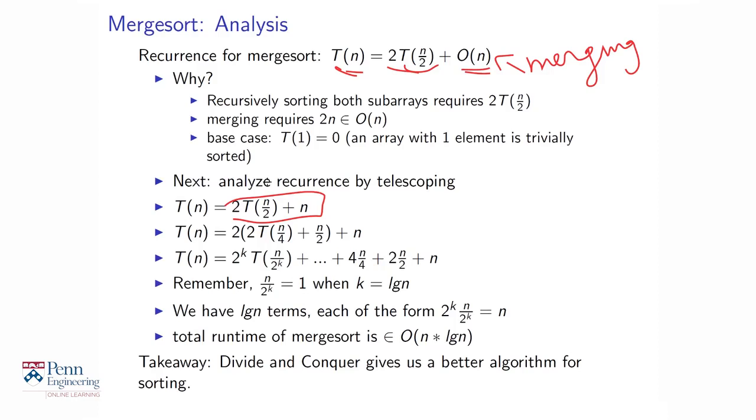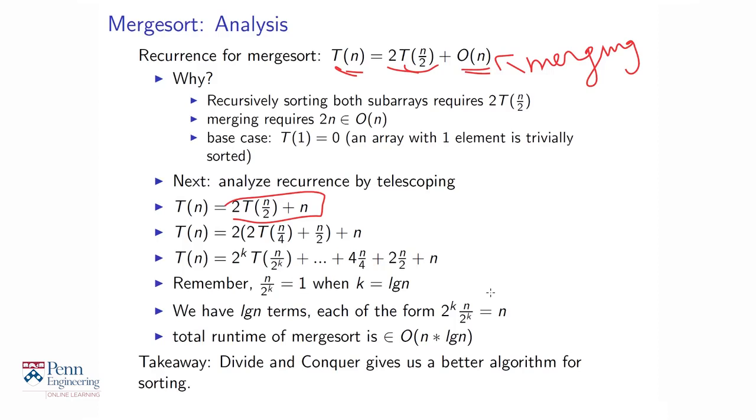So you will get this T of n as this kind of long equation, and basically the number of steps you need before you get down to 1 is basically log n, as we saw in the binary search analysis. So we have log n terms, each of the form n, basically. So the total time of merge sort is order n log n.